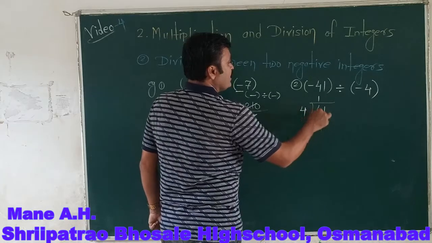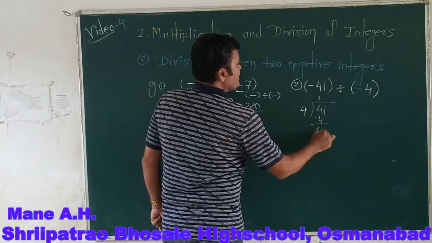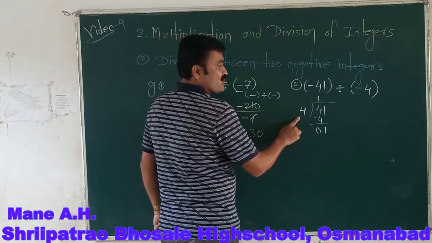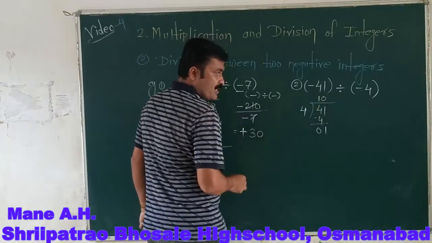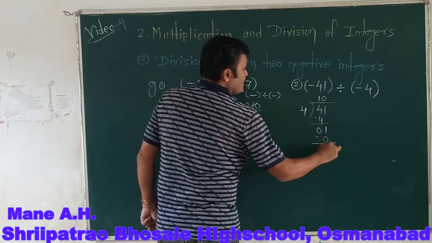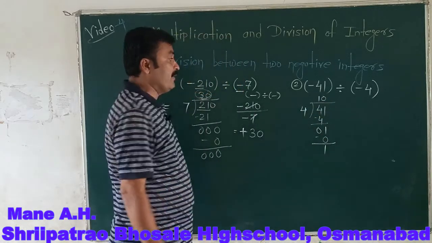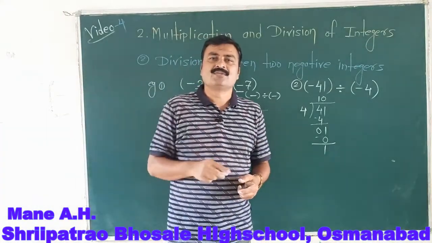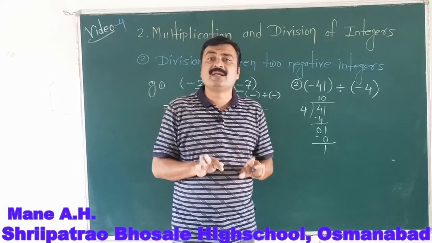So 4 ones are 4, remaining 0. This 1 take below now. 1 divided by 4, it is not possible. We take quotient 0. 4 into 0, 0. So 1 minus 0, 1. Now in this second part, we got remainder as 1. So we say this is not a complete division.